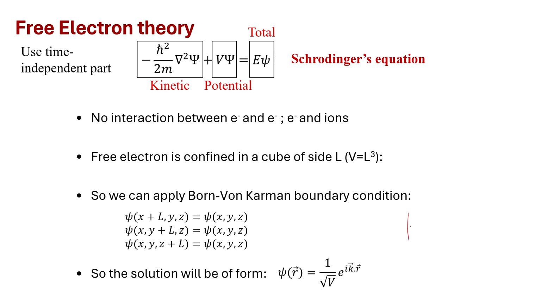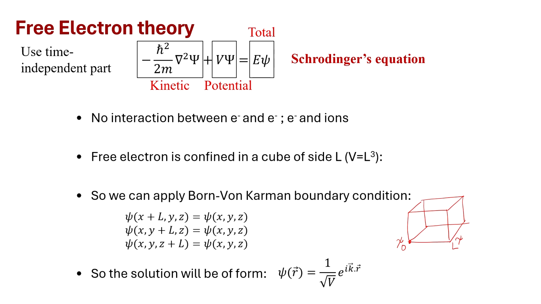So, if you have a cube like this, let us say this is 0 and this is L. So, the wave function here and the wave function here is the same. So, psi at x plus L, y, z is equal to psi at x, y, z; psi at x, y plus L, z is equal to psi x, y, z; and psi at x, y, z plus L is equal to psi x, y, z.